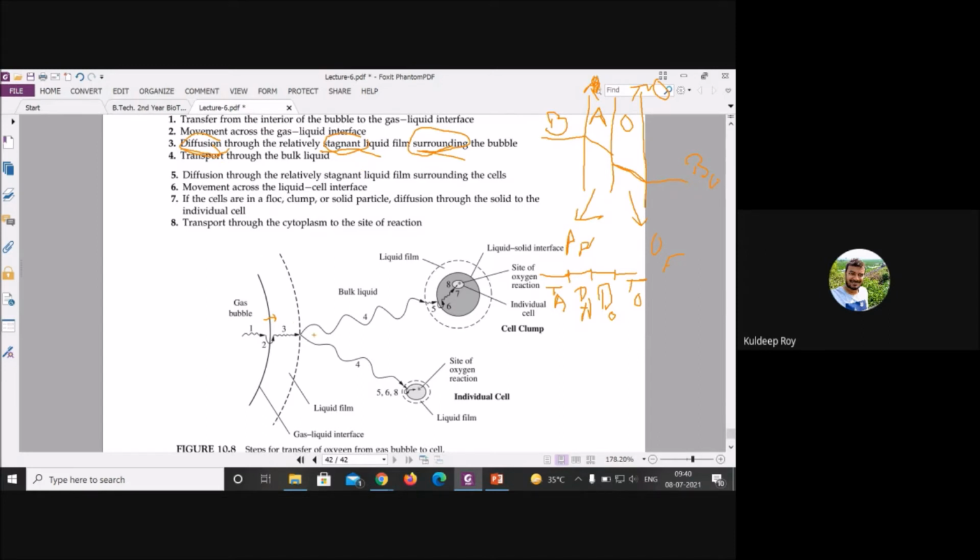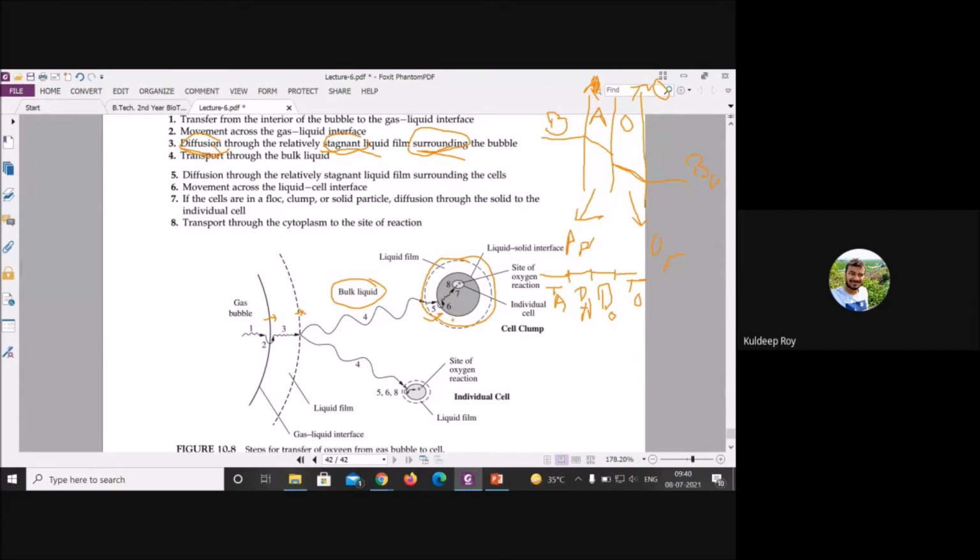Now the fourth: after the gaseous molecule crosses this region, one barrier and the second barrier, it will go into your bulk liquid. After the bulk liquid, it will see that there is a cell. Around the cell, the same thing will be there. This will be the liquid film. Then again it will cross through this barrier, diffusion through the relatively stagnant liquid film surrounding the cell. Same, surrounding the cell, it will cross through this region.